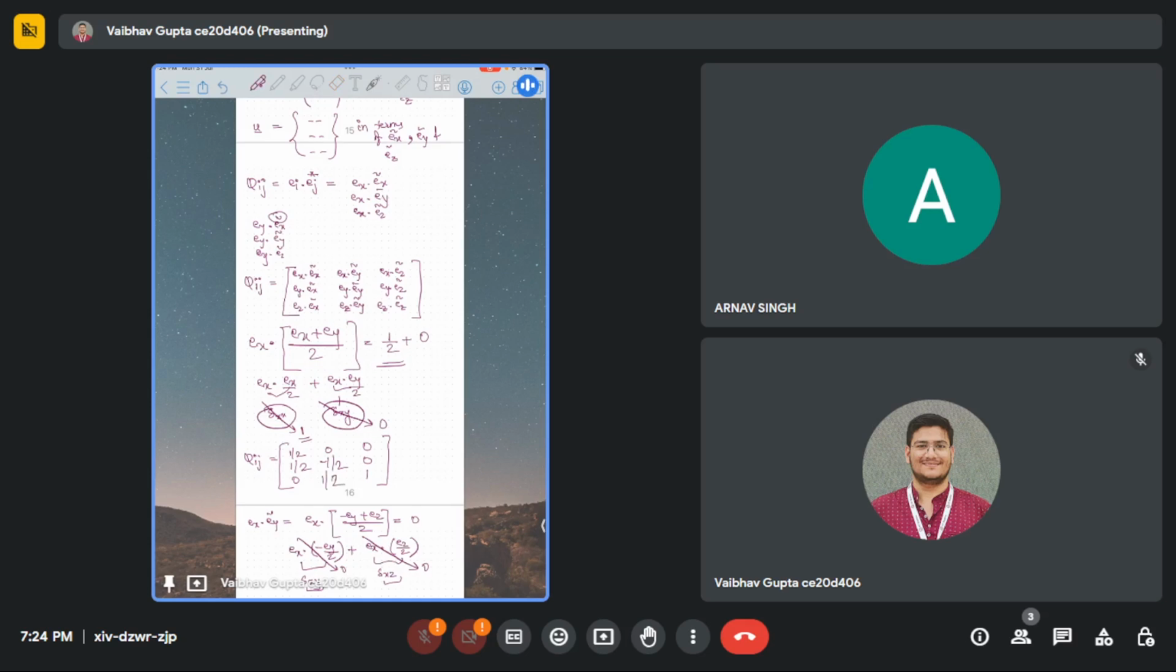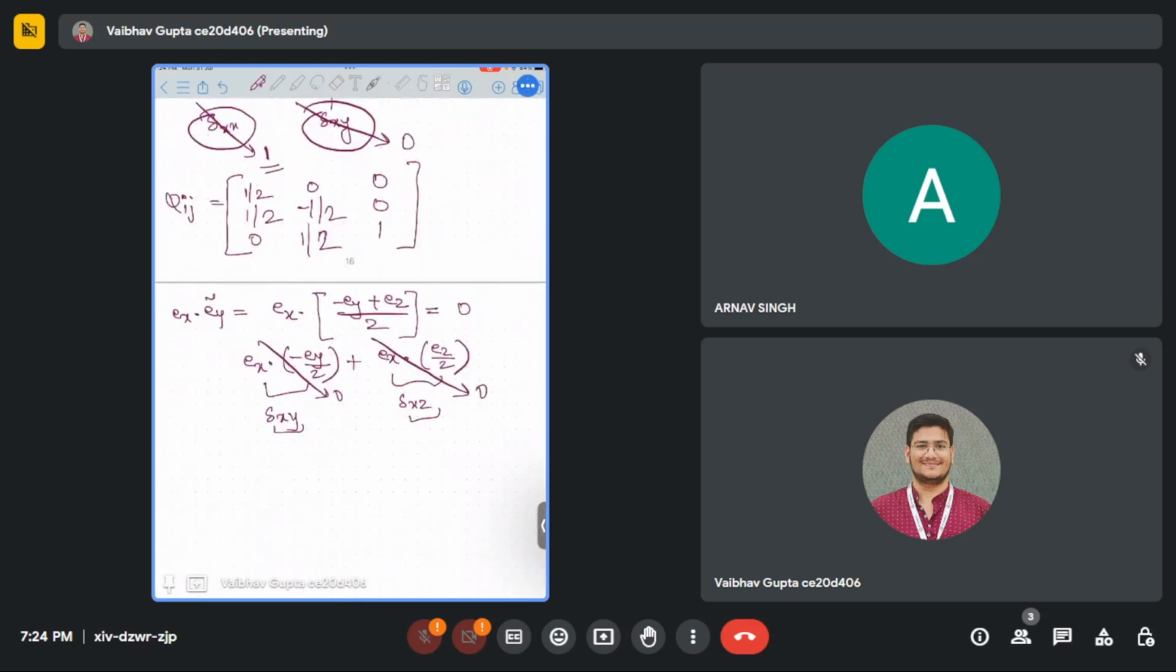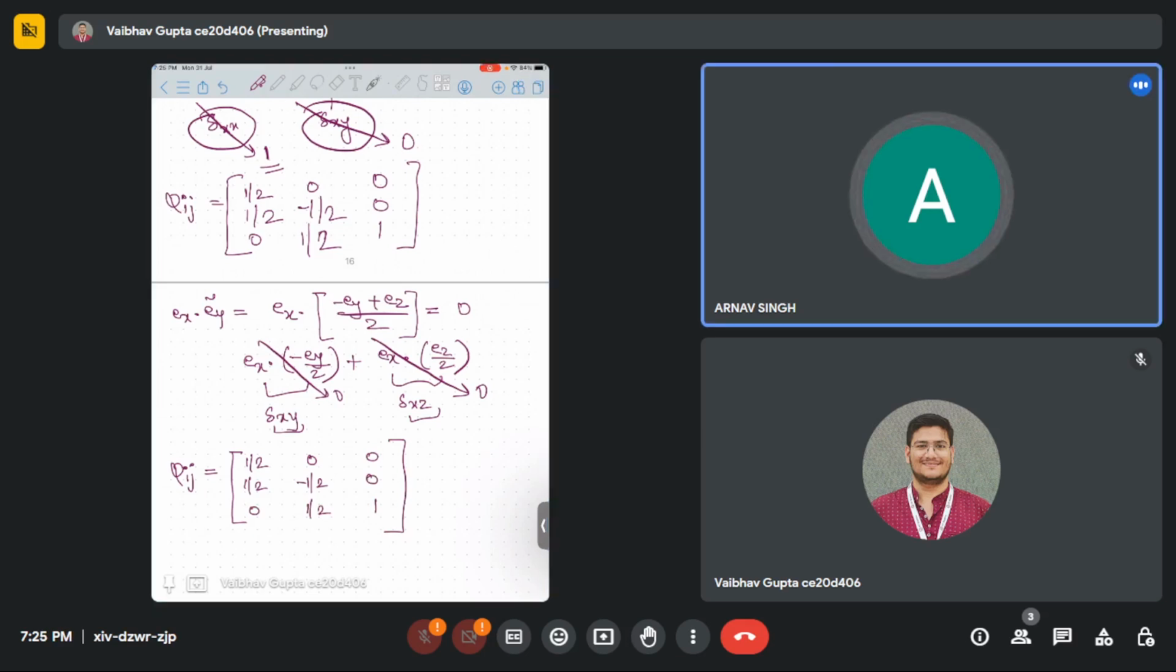You just try this at your home also, okay? If you don't get this matrix, just ping me in the next class, I will explain it to you. The lecture will be available on YouTube also, the link will be shared with you, and the notes also will be shared in the drive folder. So solve these things by yourself once, then you will get a clear understanding. So this is the matrix of Qij we will get. You get it?